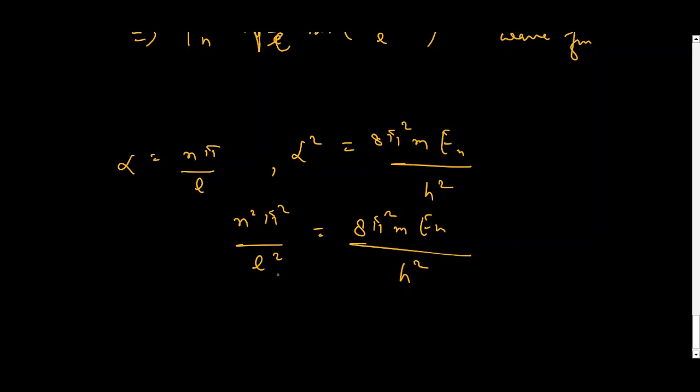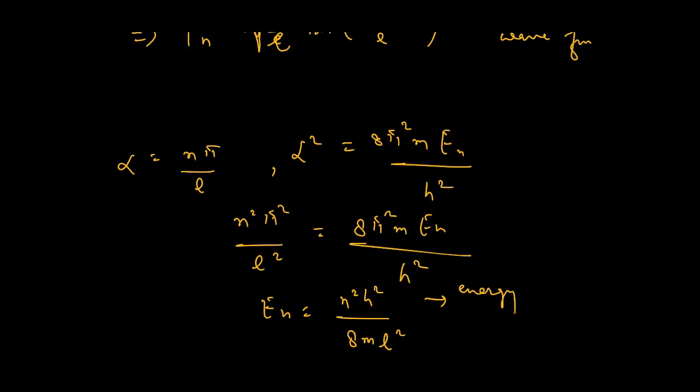From here we get En is equal to n square h square upon 8 m L square. This is the energy of a particle inside a box. So that's it for today.